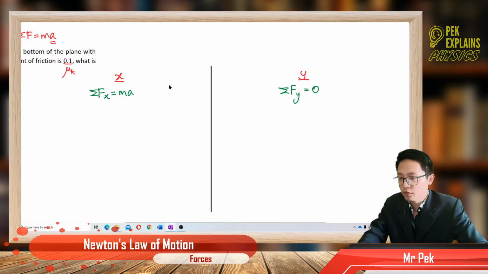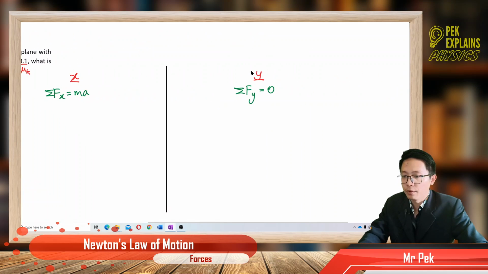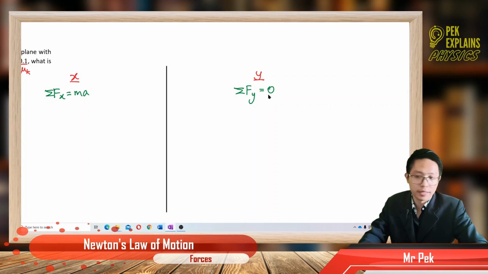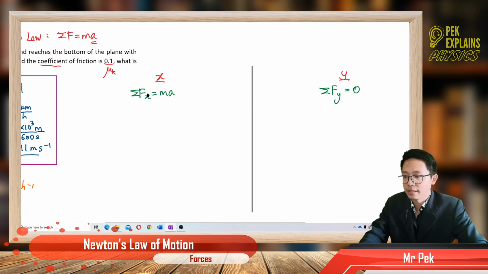If we look closely, we must do both the x and y components. Only the x component has acceleration. The y component has total F equal to 0, no acceleration, because the object didn't jump up and down along the plane. It just accelerates down the plane. So acceleration is only in the x component, and only the x component has a resultant force. The y component has no acceleration and no resultant force. This is not equilibrium.